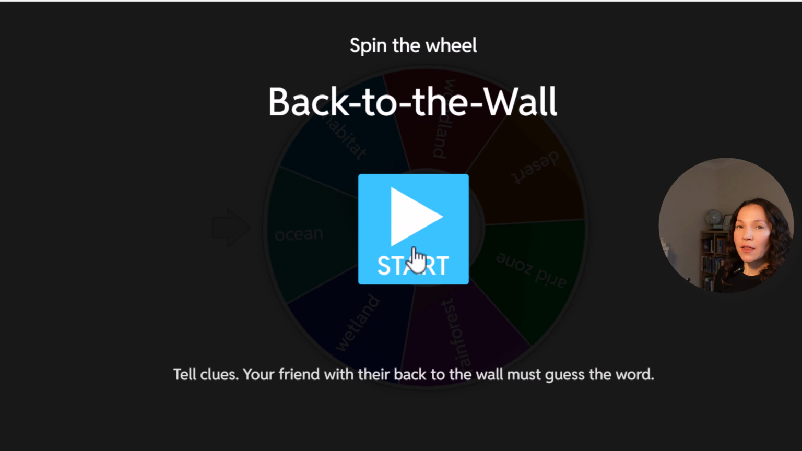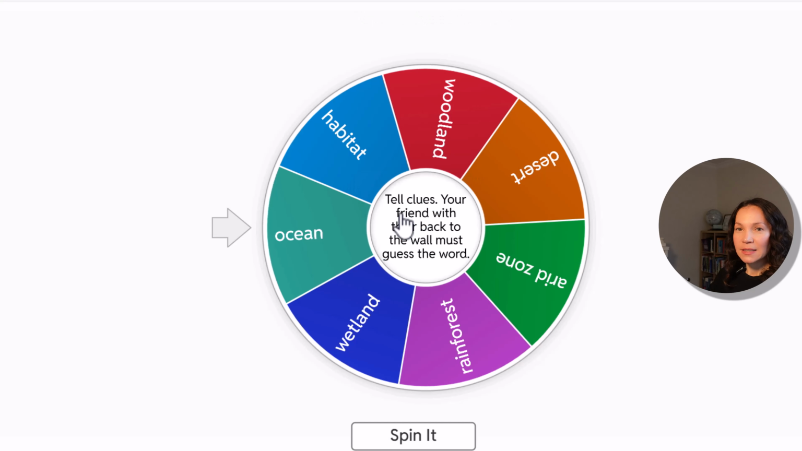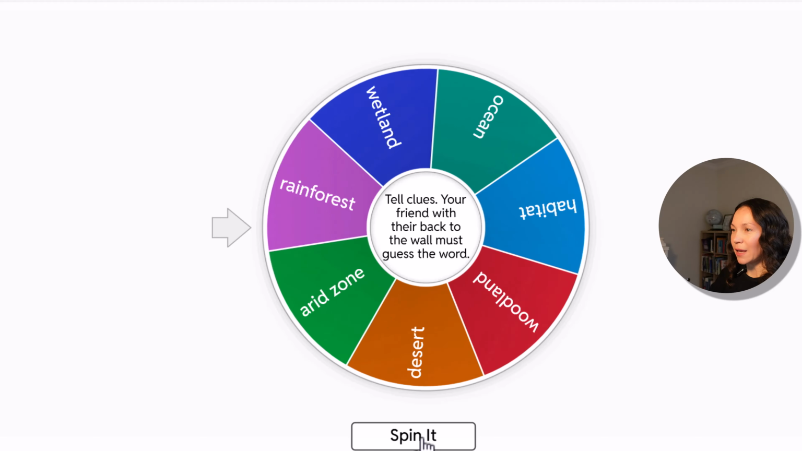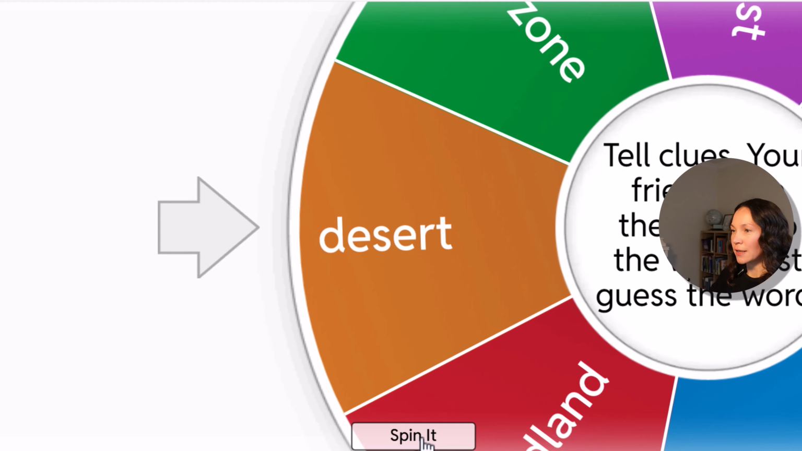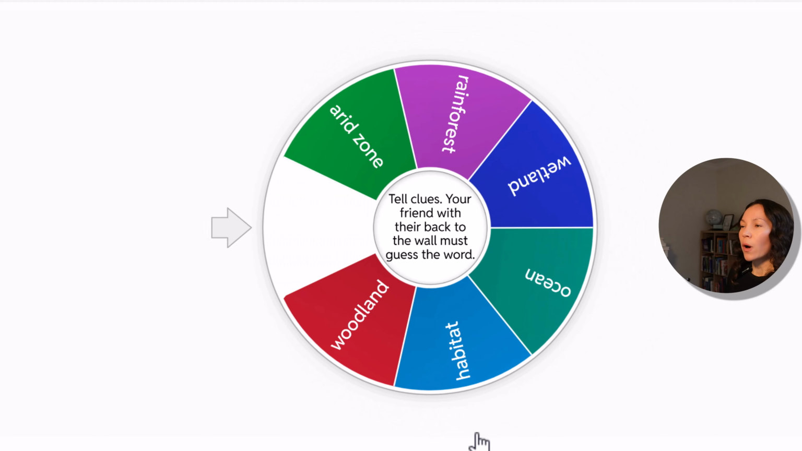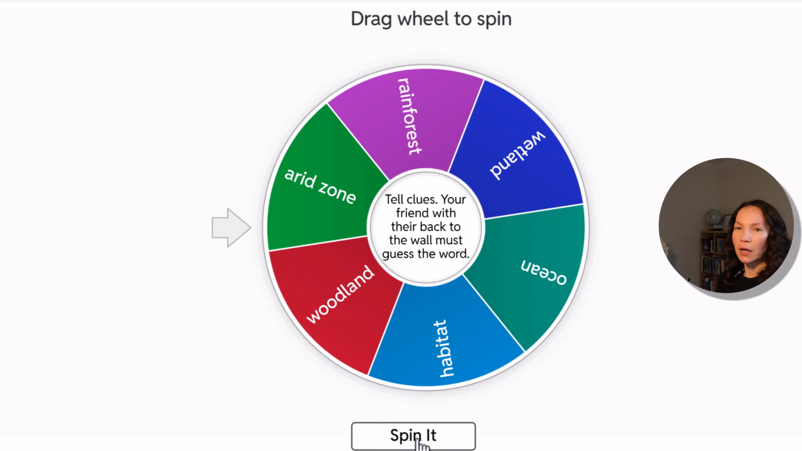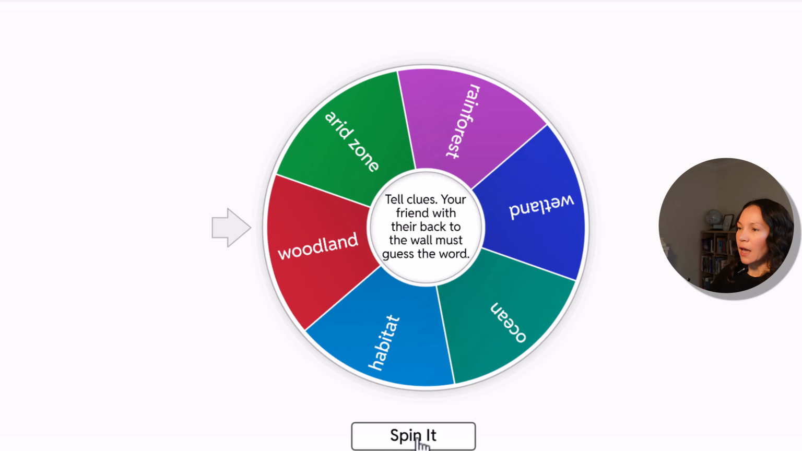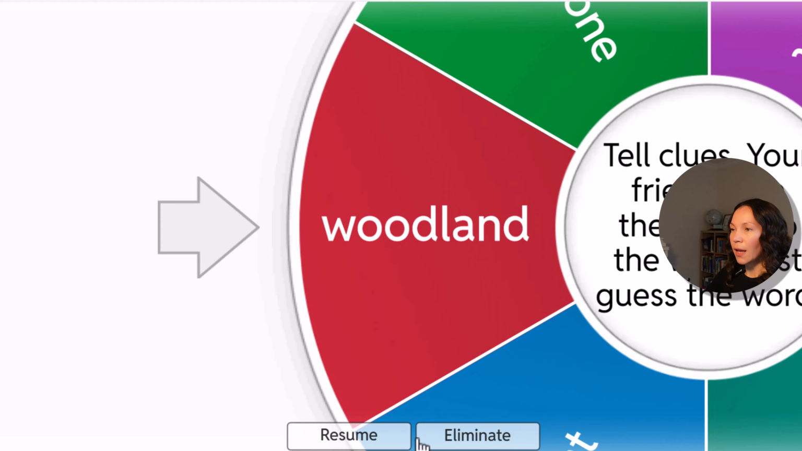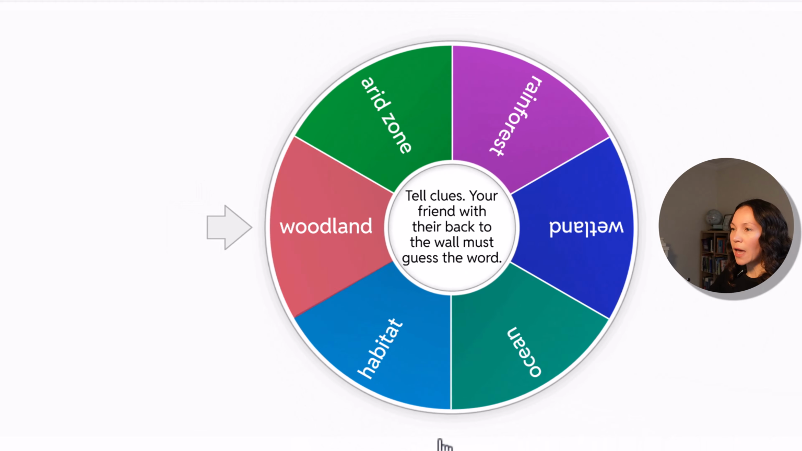job. Then my next session can begin with a game, and this is the game that students usually love. It's called Back to the Wall. One of the students is sitting with their back to the board. Then I spin the wheel, and there will be one of the habitats.